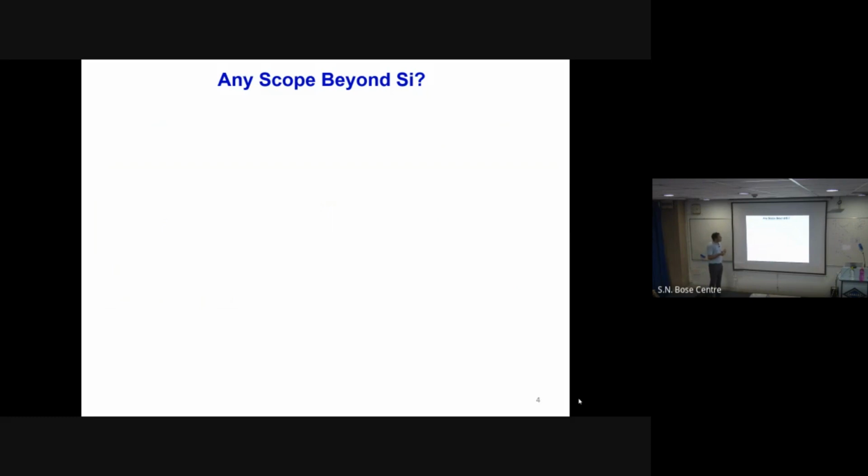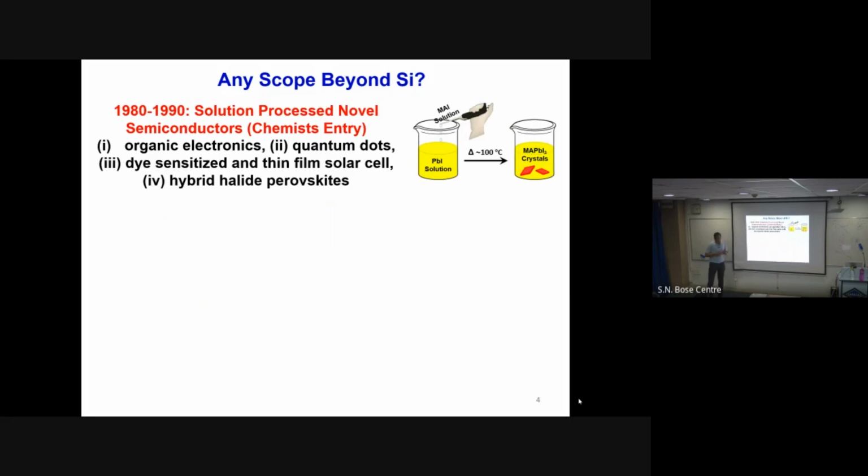In this regard, I will say that till the 1980s or 1990s, the development was mainly done by physicists and engineers, and the role of chemists was probably not that significant. But in this decade, 1980 to 1990, we could start to get solution processed semiconductors. And anything you get in solution, chemists feel they got their own world and they can explore it. This is precisely what has happened. In this time, you got many new kinds of semiconductors like organic electronics, quantum dots, dye-sensitized solar cells, thin films, even hybrid perovskites that I'll be talking about today.